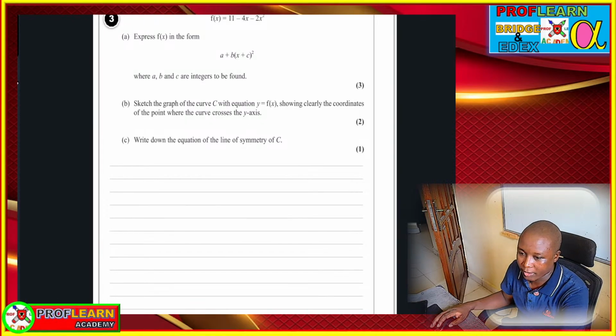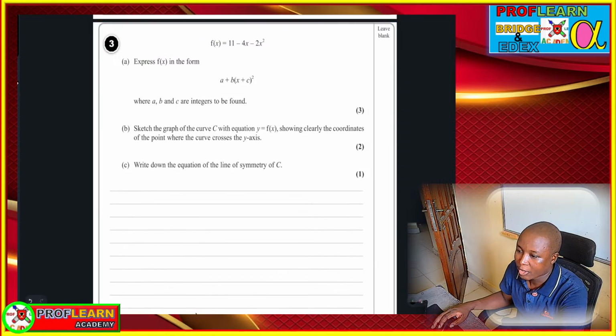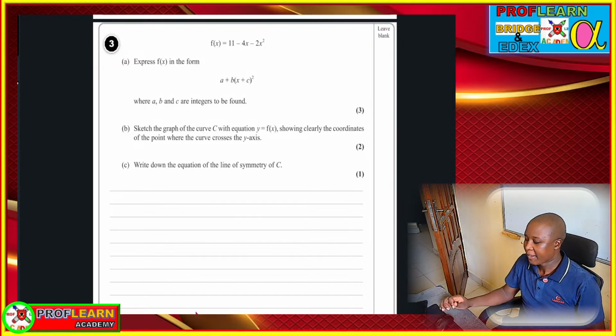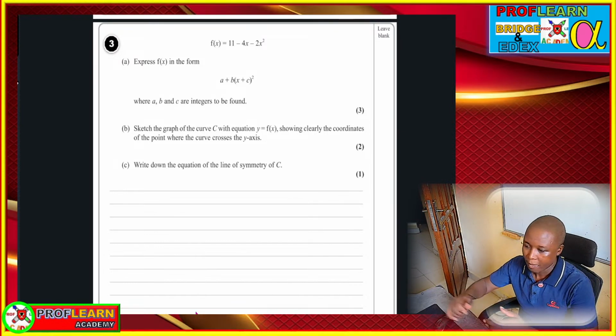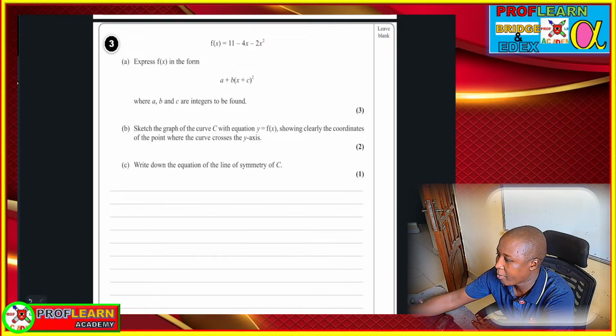The next topic also that will be tested is the topic to do with completing the square, whereby you can be told to state the line of symmetry, state the turning point, state the minimum point and maximum point.